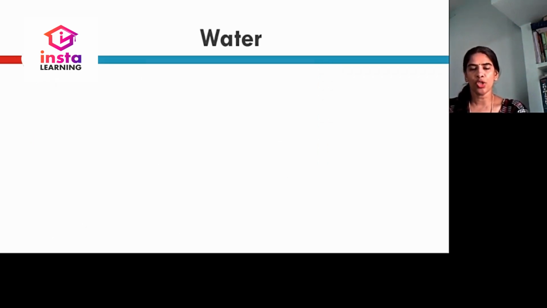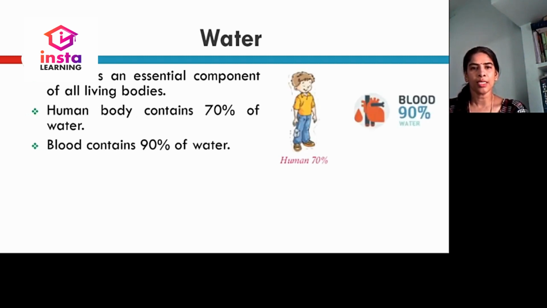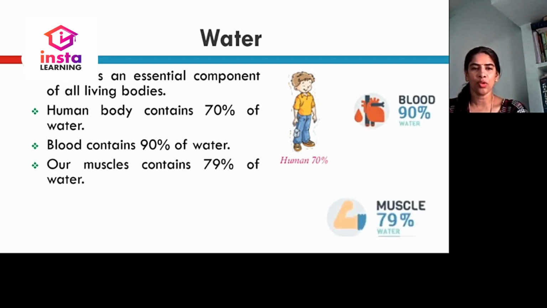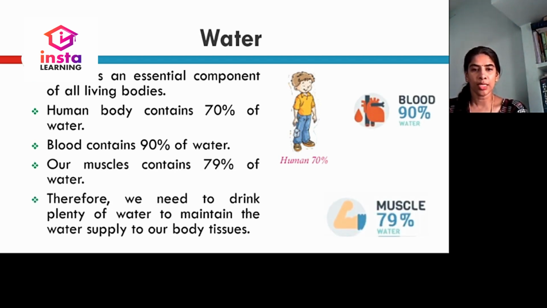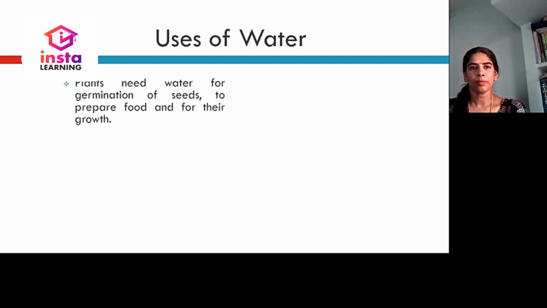The next composition of air is water. Water is an essential component of all living bodies. Human body contains 70% of water. Blood contains 90% of water. Our muscles contain 79% of the water. And hence we can say that we need to drink plenty of water to maintain the water supply to our body tissues.